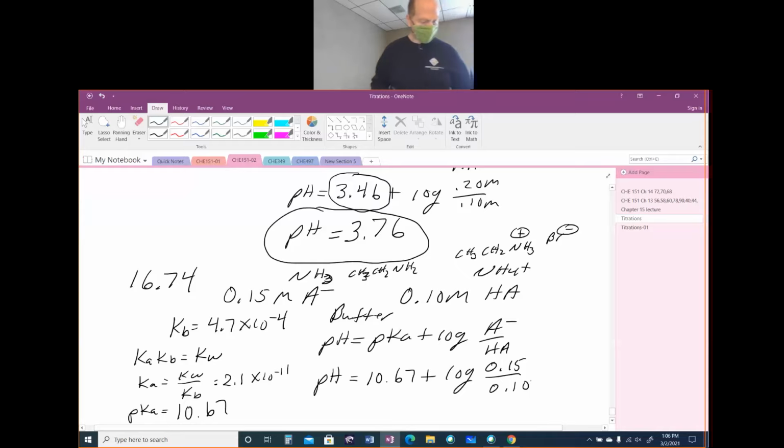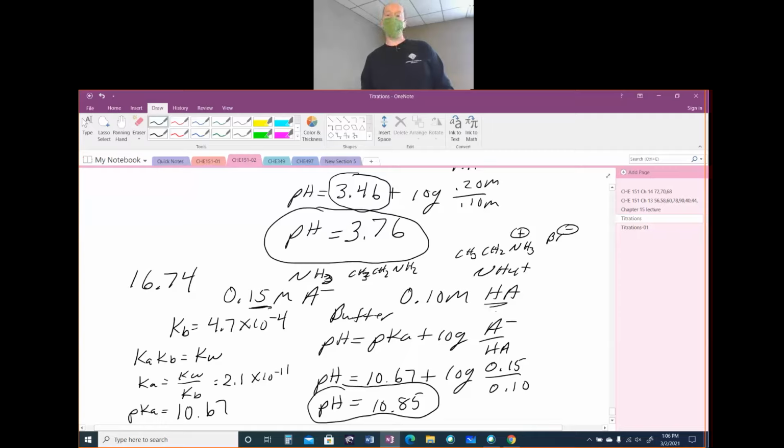And that gives you a 10.85. All right, so we had more of the base, 0.15 molar, more base than we had acid. And so we knew that our pH would go up from the 10.67, but only slightly because we have a buffer. So this would be a great buffer if you needed something to be buffered at the 10.67 pH.